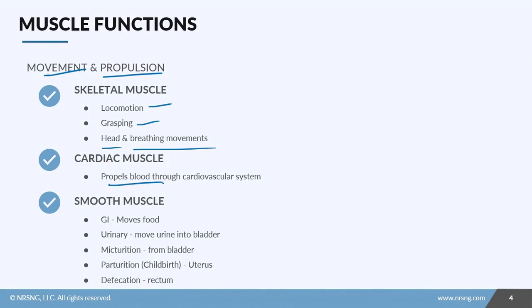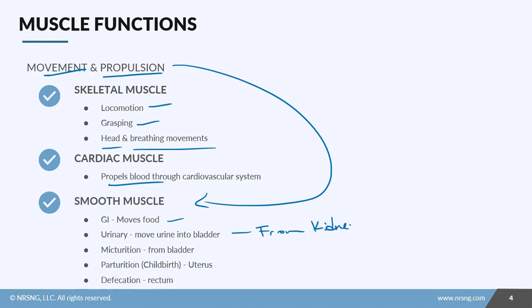Cardiac muscle propels blood through the cardiovascular system. That's its job. With smooth muscle, we're talking about propulsion. We're talking about moving food and different types of fluids. So in the GI tract, we're going to move food down the digestive tract. In the urinary system, we're talking about moving urine into the bladder from the kidneys. And when we're talking about micturition, this is literally peeing. So we're talking about moving urine from the bladder to the outside, down the urethra.